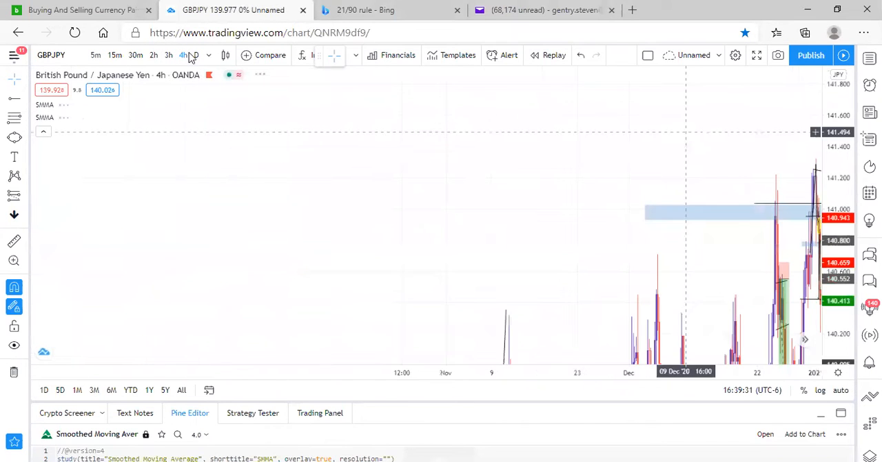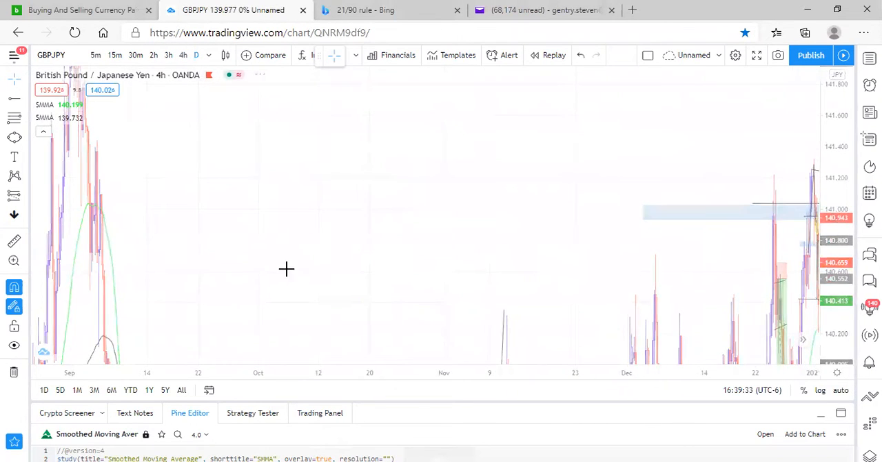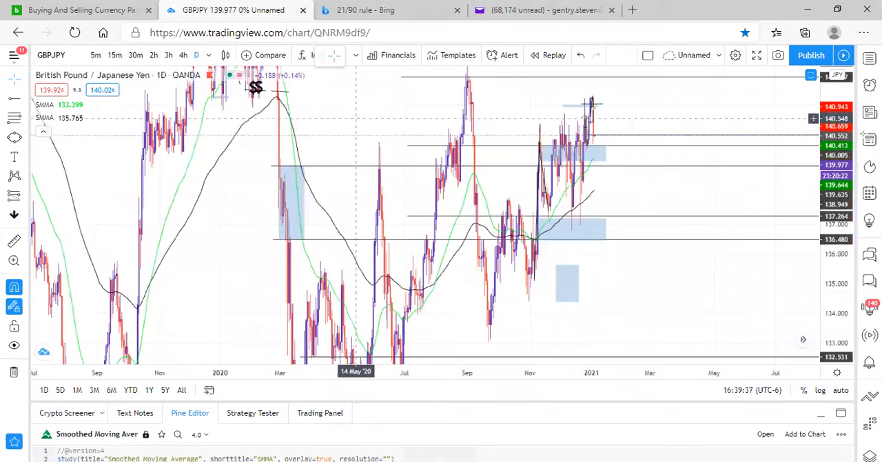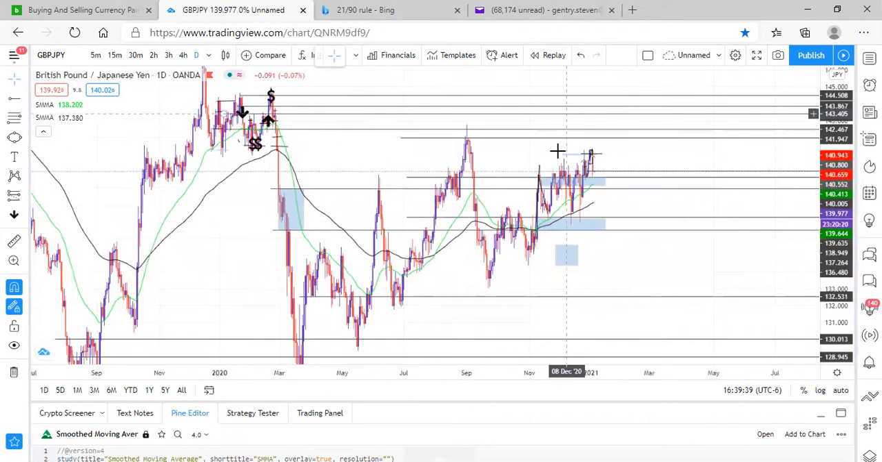4 hour on GJ. On the higher time frame, I just look for structure. When I say structure, I mean what could price possibly do? Price could potentially retest these highs. There's no telling. So on the higher time frame, I just mark up highs and lows.